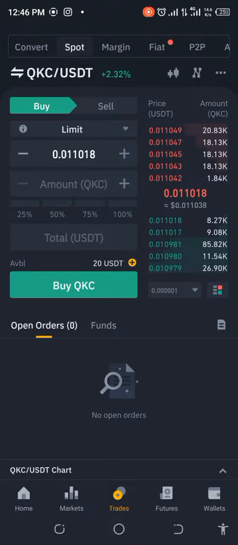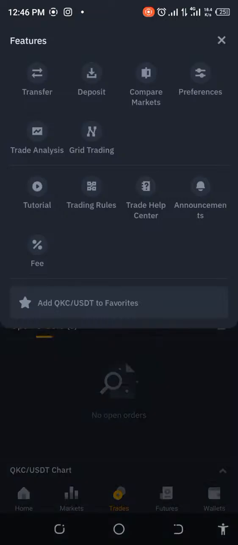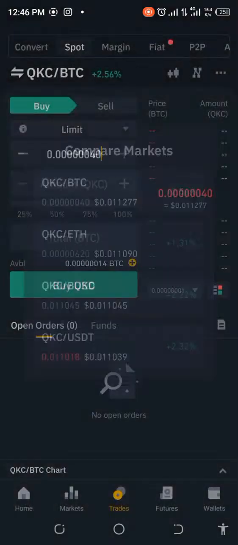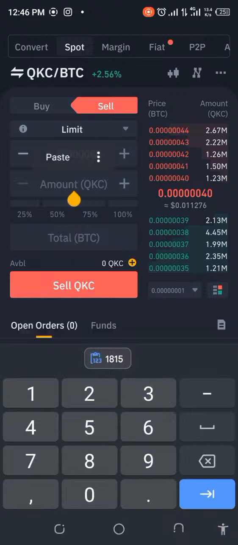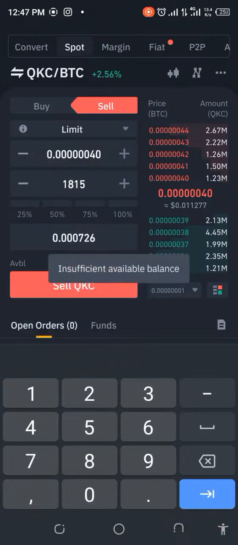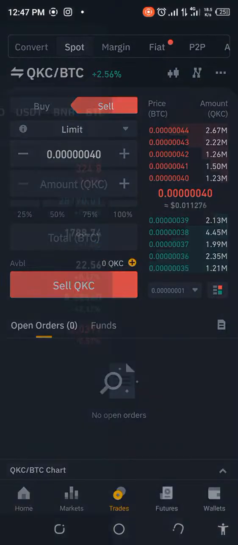So what do we do first? We need to buy 100%. Okay, it's not picking up everything. It's just doing 19.99. Let's check that out. Go straight to BTC. Okay, are we still good? And then we'll sell that to BTC. Then you put in there the QKC. Let's see. Okay. Then we'll copy the BTC and let's go see what this is going to give us.